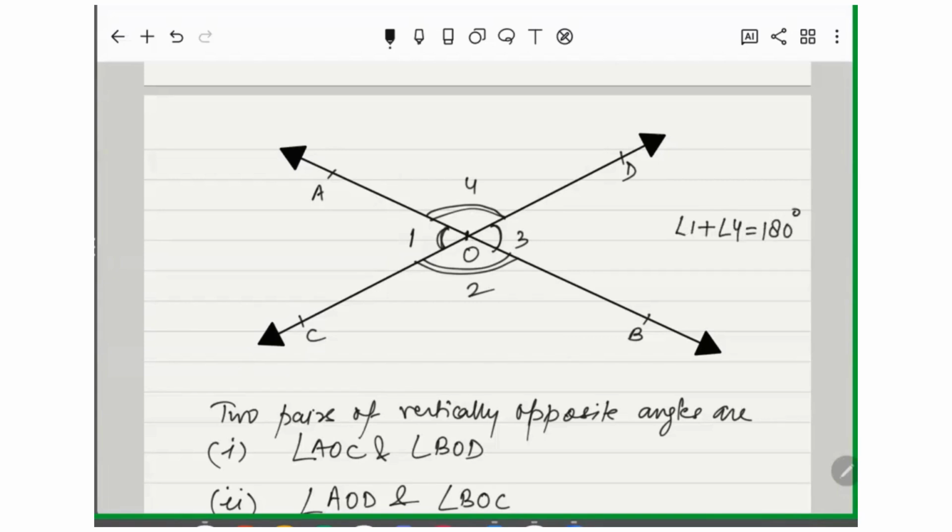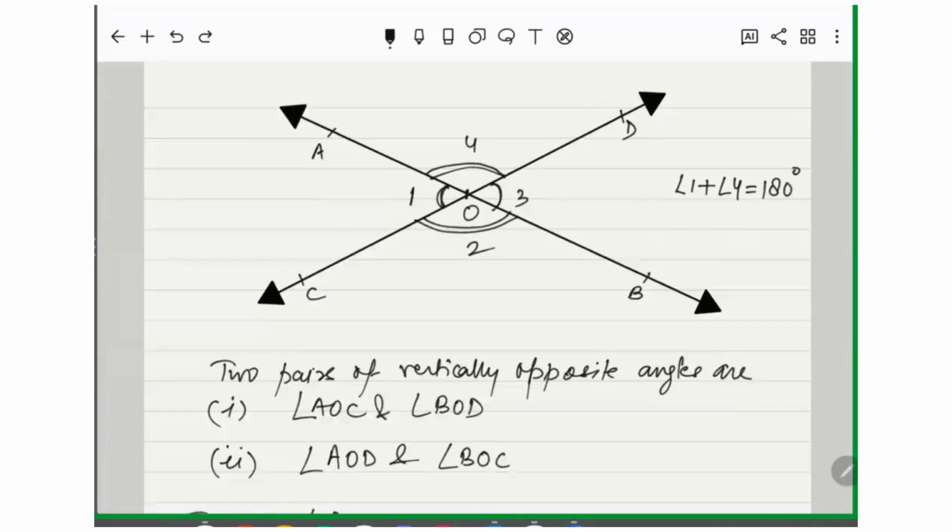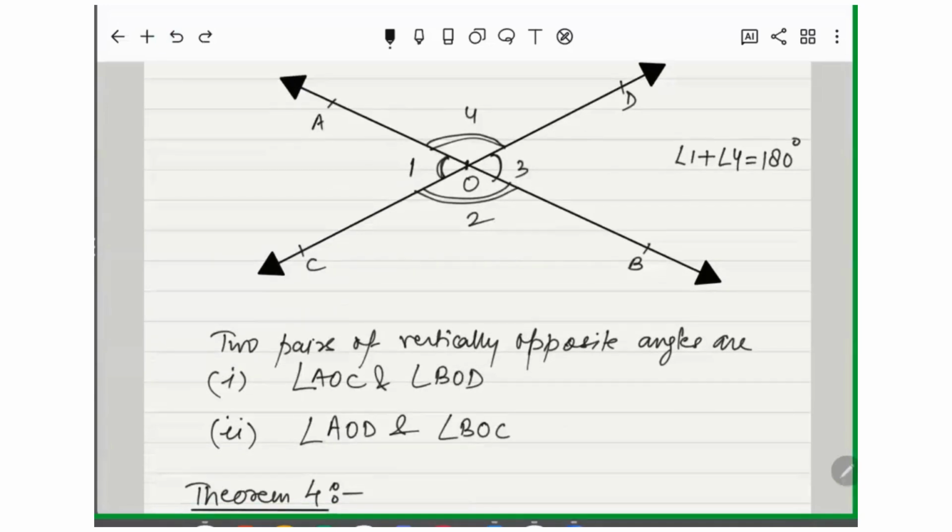Similarly, the ray OB also stands on the line CD, right? So the adjacent angles so formed will also have the sum equal to 180 degrees. So angle 2 plus angle 3, right? Is that clear? Okay. So both are linear pairs of angles. Getting it? Similarly, if you see, OD is the ray that stands on AB. So angle 3 plus angle 4 is also equal to 180, right?